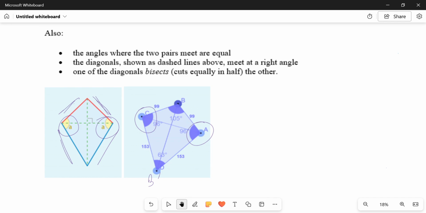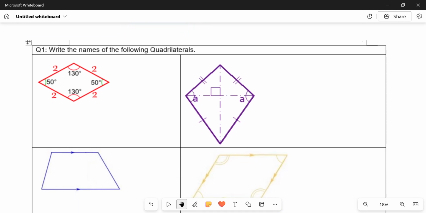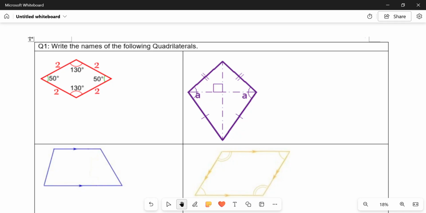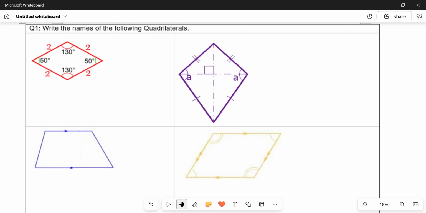Let's move down. Okay, now when we scroll here, we can see that we need to write down the names of the following quadrilaterals, right? Okay, first shape. Yes, students, what is the name of the first quadrilateral here? See, the opposite sides are equal. Like it's 50 here and that is also 50. This is 130 here and that is also 130. Do you think that this is a kite? No, this is not a kite. It is a rhombus, right?